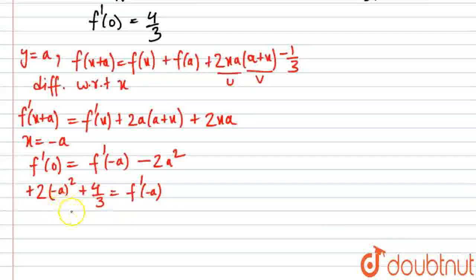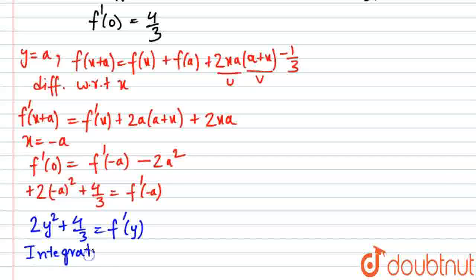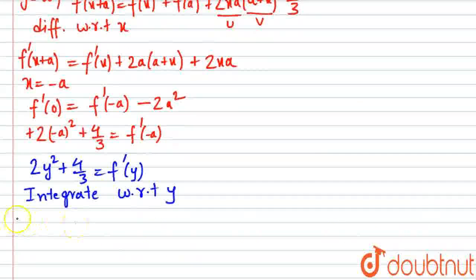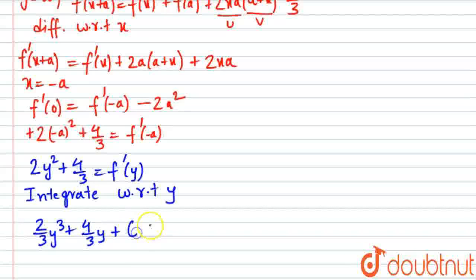Now because a here was an arbitrary constant taken, a can also be treated as a variable because it was just randomly selected. So this would make it 2y square plus 4/3 equal to f dash y, just replacing minus a with y. Now integrate with respect to y both sides. This is going to become 2/3 of y cube plus 4/3 of y plus c, that is f(y).